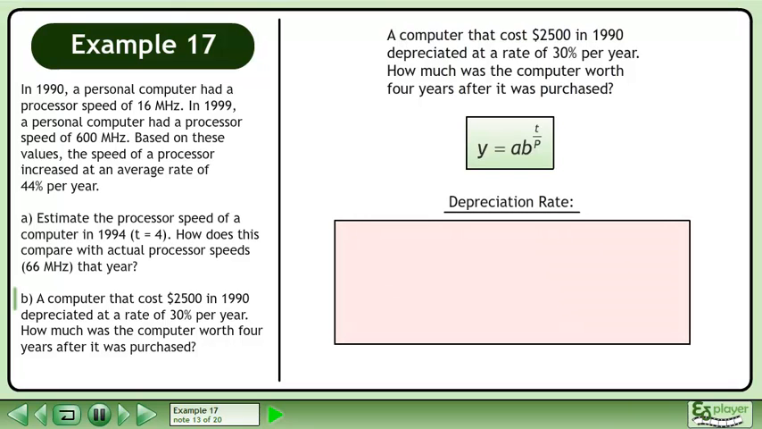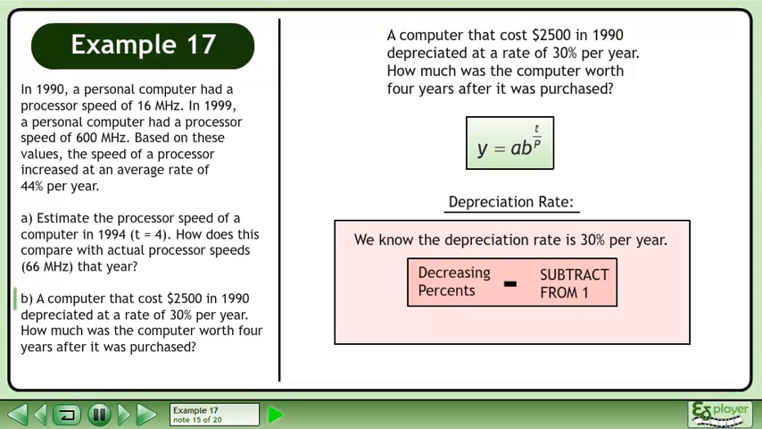First, we'll determine the depreciation rate. We know the depreciation rate is 30% per year. When we have a decreasing percent, we subtract it from 1. The b value for this question is 1 minus 0.30 equals 0.70.